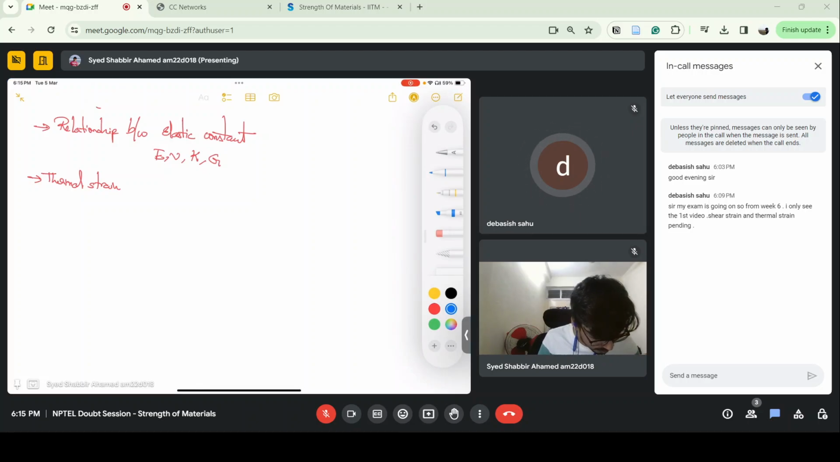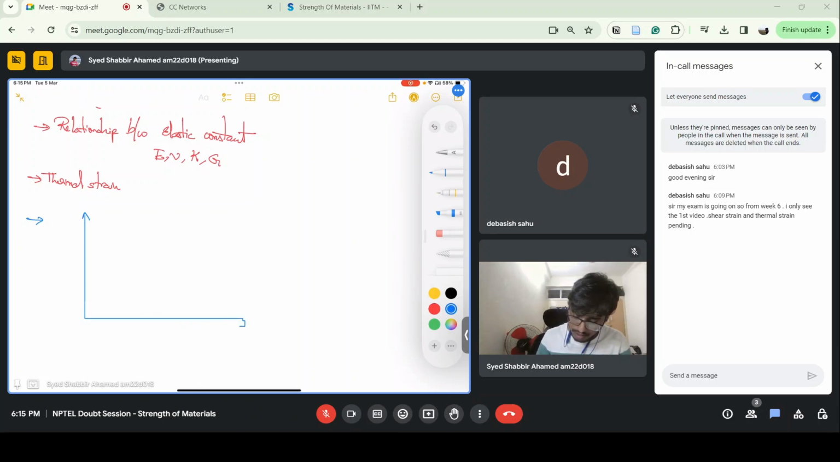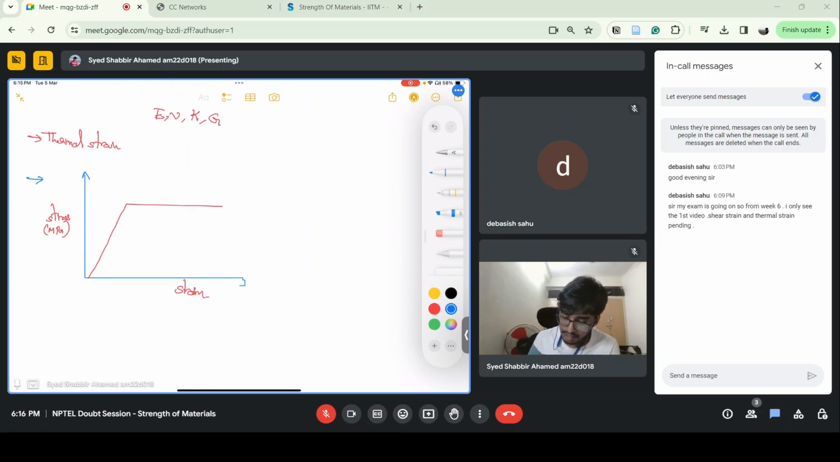Okay. So the first question is, we have a stress strain graph like this. Stress is always on the y-axis in megapascal, and we have the strain. What is the behavior of the material from the stress strain curve? Because you have watched the lecture, if you know, you can tell me the answer or I'll tell you.